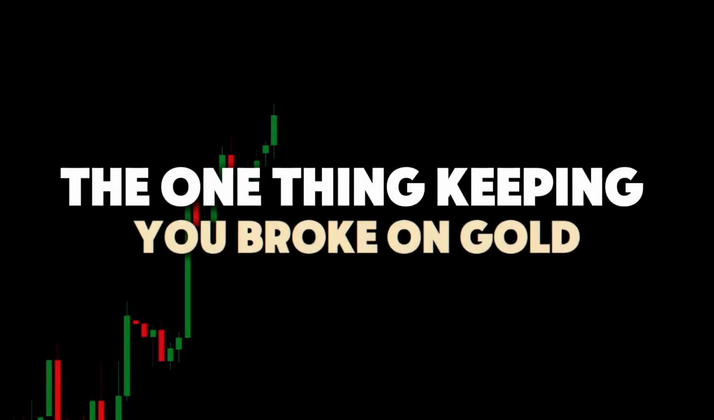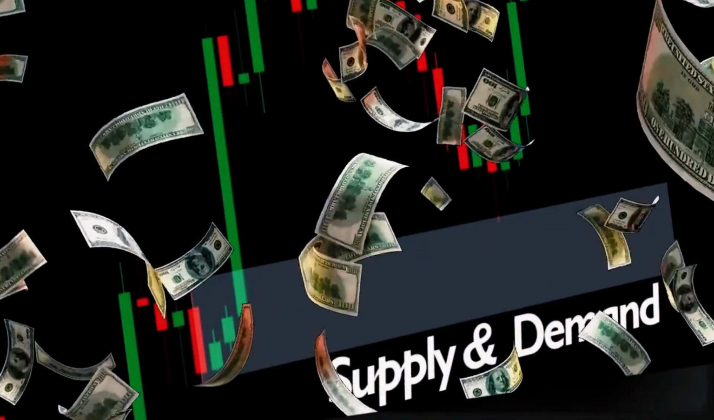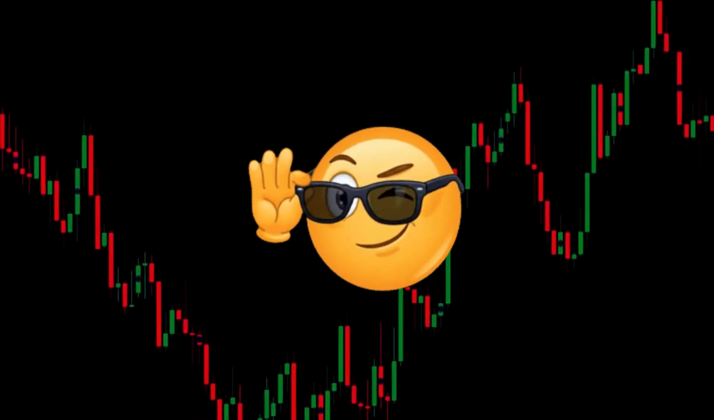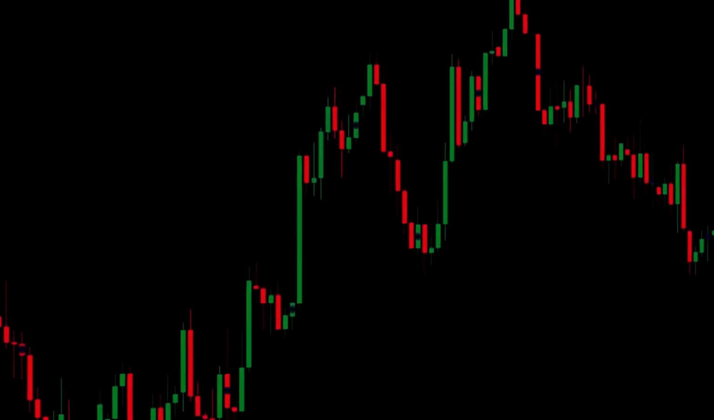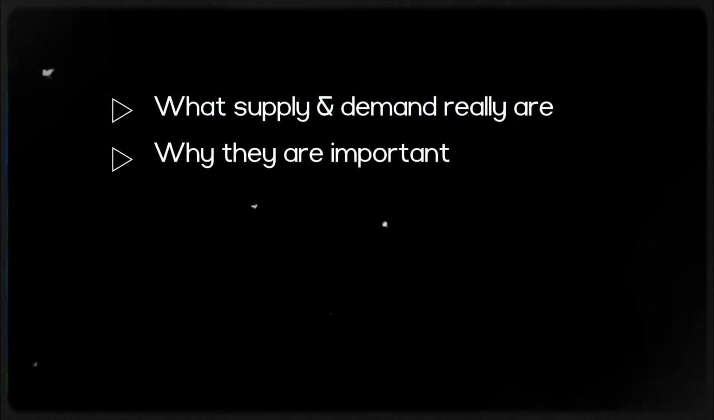The one thing keeping you broke on gold. What if every time you got stopped out on gold, the move went exactly your way 10 minutes later? You were not wrong about the direction. You were wrong about the entry. And that single mistake is costing traders hundreds, sometimes thousands of pounds a week.